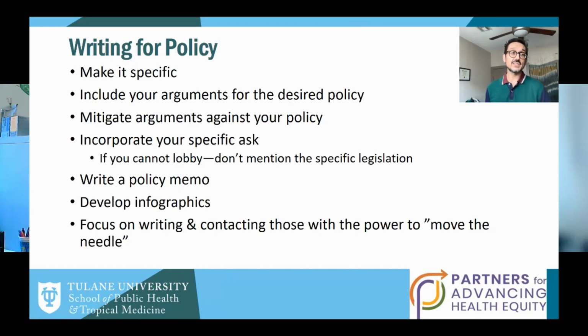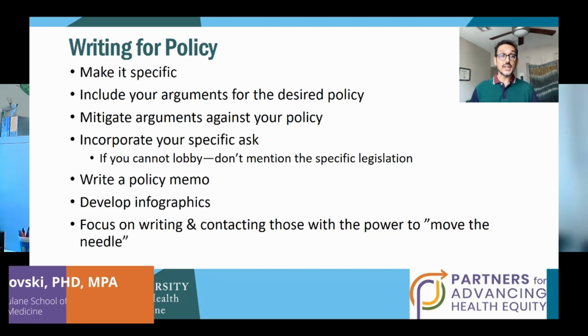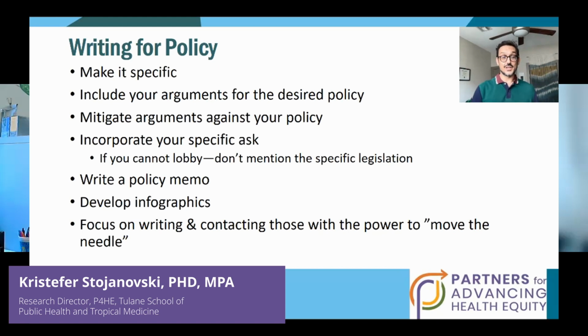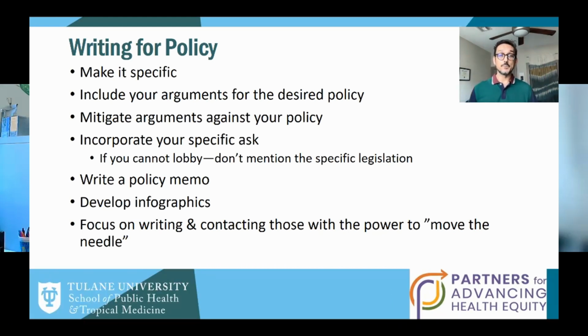One of the important things for writing for policy and decision makers is to make this as specific as possible. Include your arguments for the desired policy, put that specific ask into your writing. If you cannot lobby, as we've talked about in the previous sessions, just exclude the specific legislation. Don't talk about the specific law or bill. Don't say, yes, I want you to vote this way, or no, I don't want you to vote this way. Just leave that part out, and you can still make your specific request and push for that specific policy without actually talking about legislation.